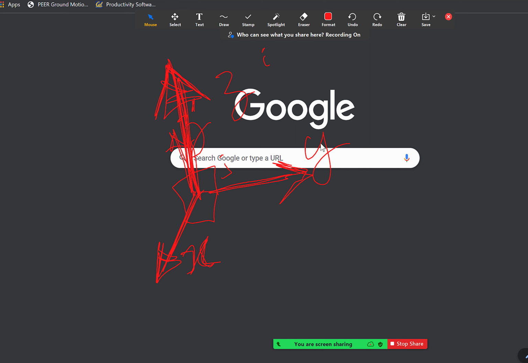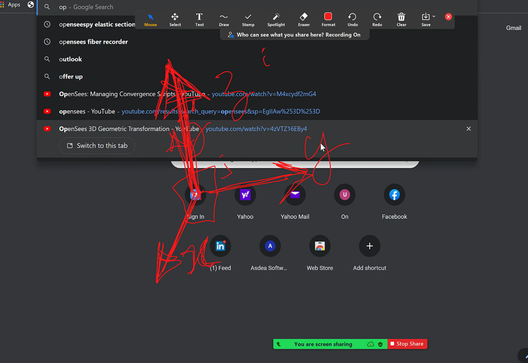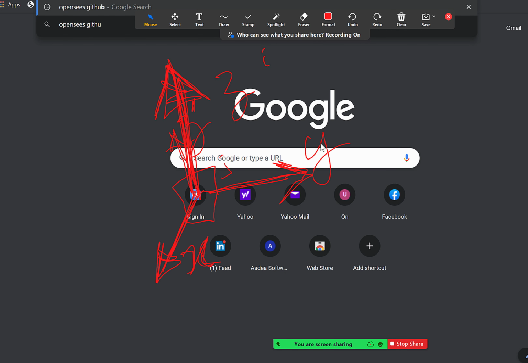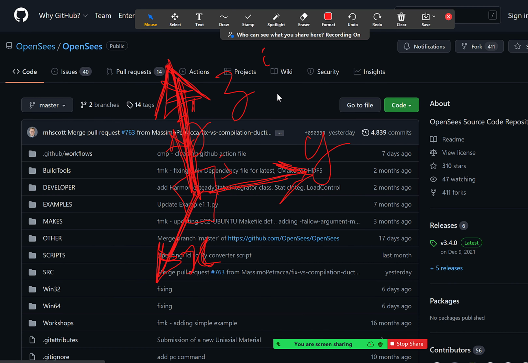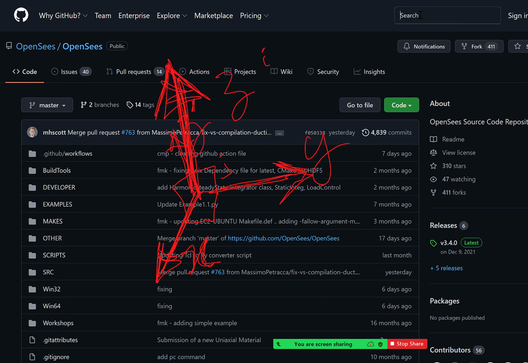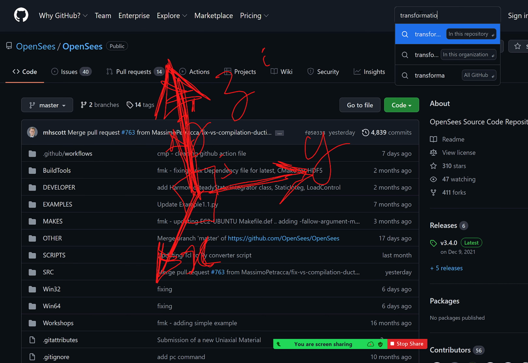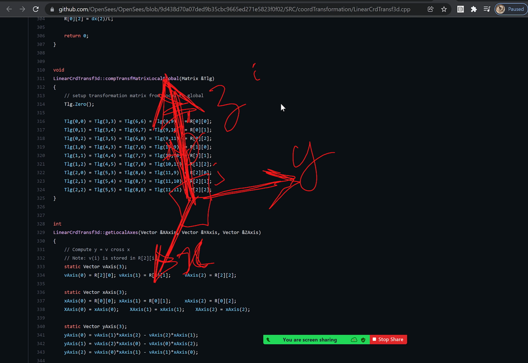So I'm going to keep this, and if I go to the OpenSees GitHub, and then I think I search, if I search for transformation, here it is, get local axes. So this is in the linear coordinate transformation in 3D.